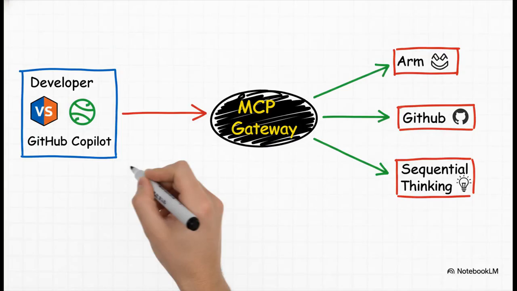So let's draw the arrows on our diagram. As the developer, you don't go anywhere. You stay right inside VS Code and just talk to GitHub Copilot. Copilot then talks to the MCP gateway, and that gateway becomes the puppet master, orchestrating all these powerful tools in the background to get the job done for you.